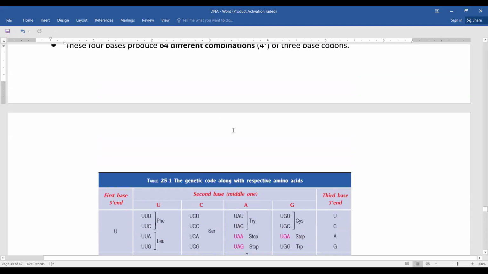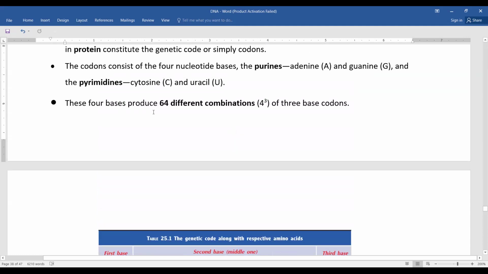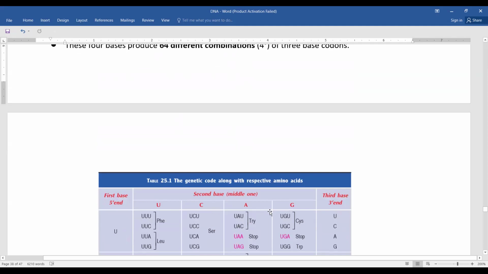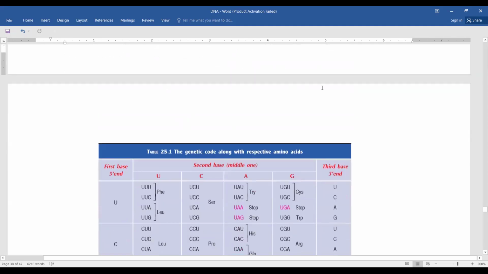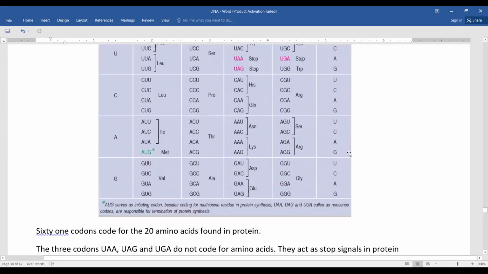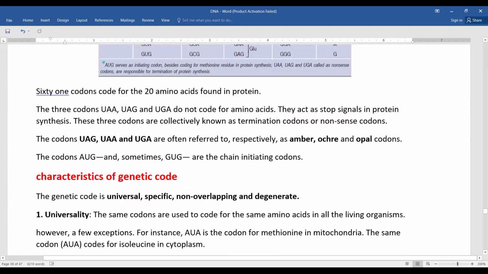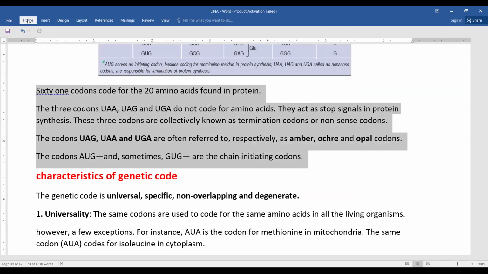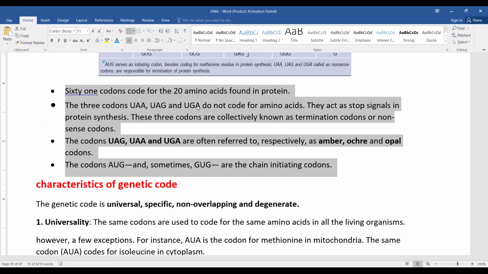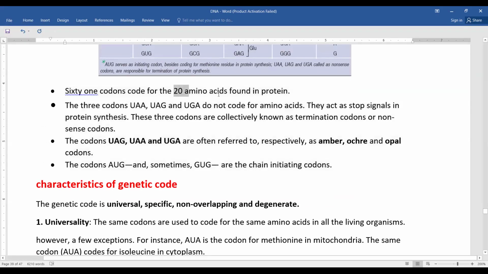Anyway, these 4 bases, UCAG, produce 64 different combinations of 3-base codons. That is 4 cubed. Of these, 61 codons code for only the 20 amino acids found in protein.